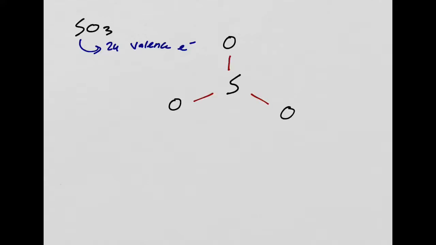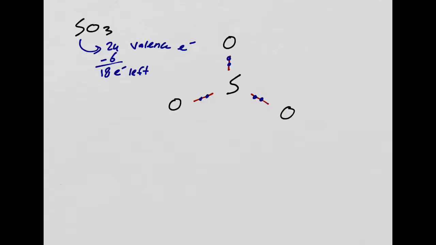Okay. Now, each covalent bond shares 2 electrons. So how many have I already put down? 1, 2, 3, 4, 5, 6. I have already put down 6. 24 minus 6 is 18 electrons left. Now I have to make sure my surrounding atoms are happy. Is oxygen happy? No. It has 2, needs 6 more. This oxygen, same. Has 2, needs 6 more. Has 2, needs 6 more.